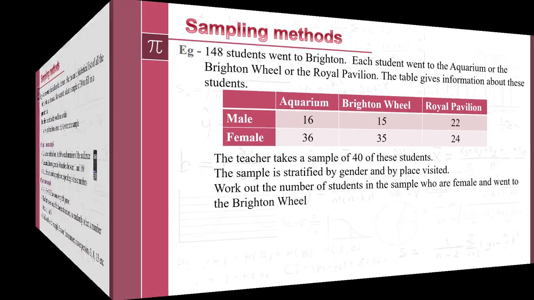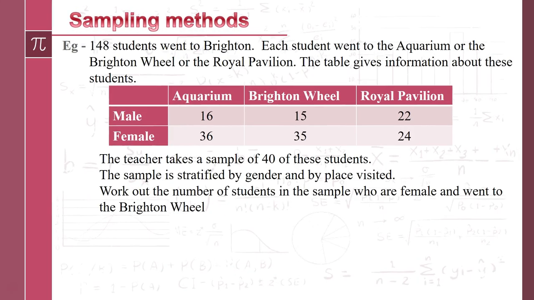Let's have a look now at a stratified sample. So there we go. We've got some students who go to Brighton. They're going to go to different locations in Brighton. So we've got the aquarium, the wheel, and the Royal Pavilion. And we've got it split into male and female. So the teacher wants to take a sample of 40 students, and we want to take that sample based on where they went and what gender they were.